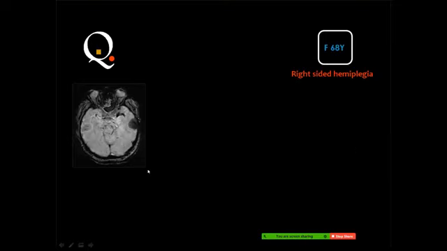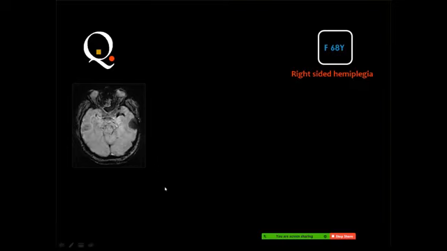What do you think of this case? I should notify you that this is an artifact. Sorry. What is this image? T1 axial MRI? No, it's not T1, you see the globe is bright. Yes, and this is a susceptibility weighted image.